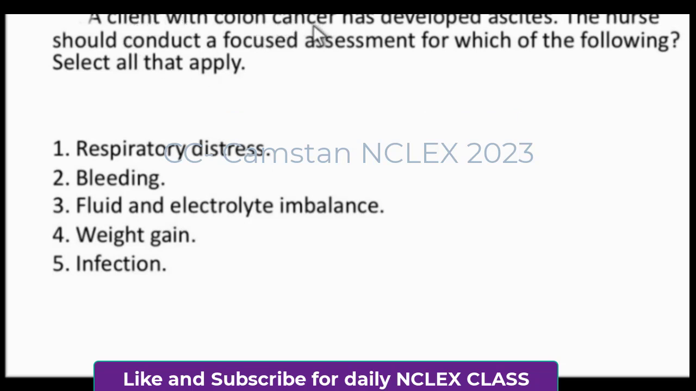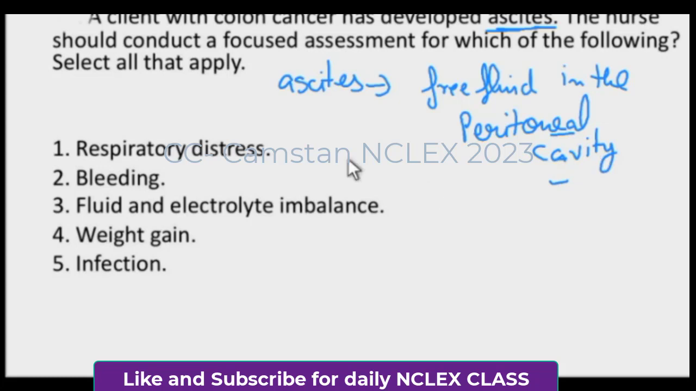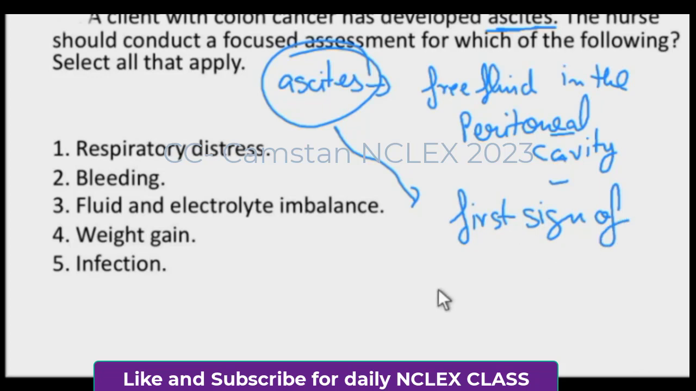A client with colon cancer has developed ascites. The nurse should conduct a focused assessment for which of the following. Select all that apply. Now students, before starting the question, what is ascites? Ascites is accumulation of free fluid into the peritoneal cavity. Accumulation of free fluid in the peritoneal cavity is called ascites. It is the first sign of decompensation in the patient.